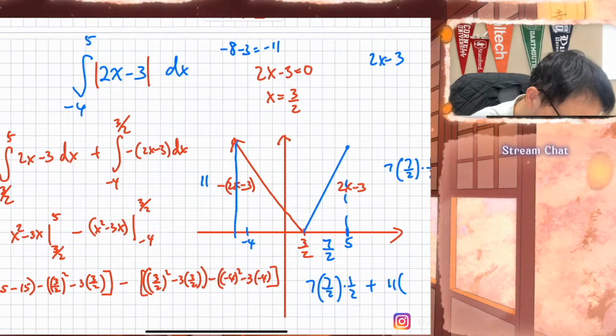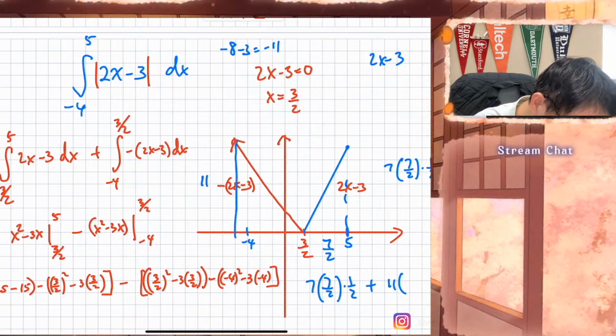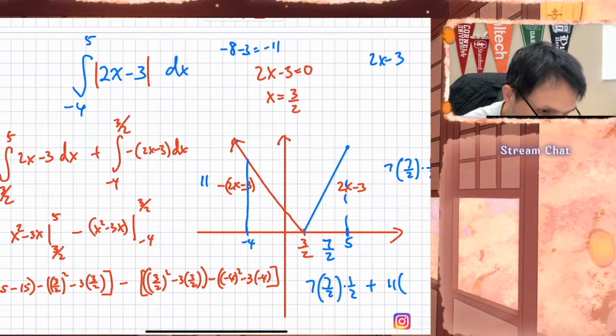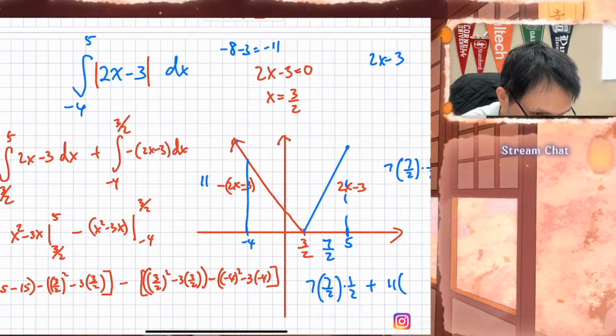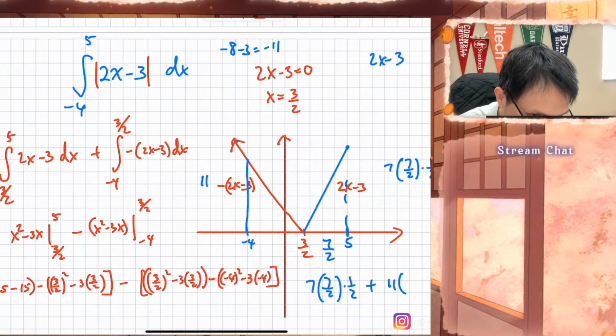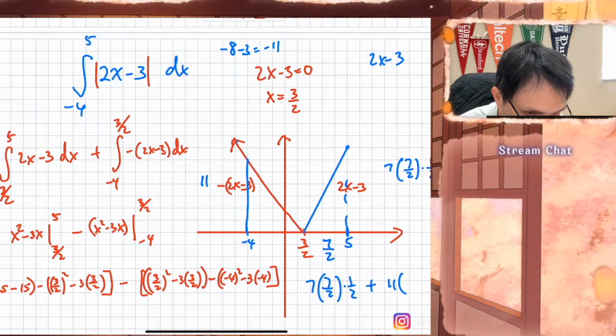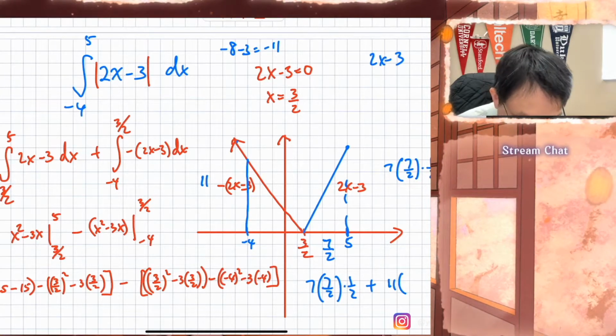Why did I draw it like this? It should be something like this, right? From -4 to 3/2, what's the width? How's the width? -4 to 3/2, so it'll be 6.5, right? No, 5.5. So it'll be 11/2.